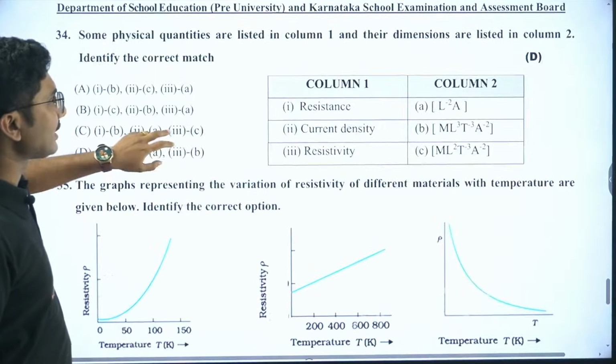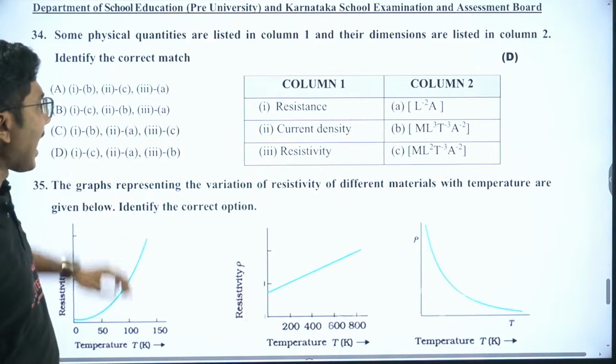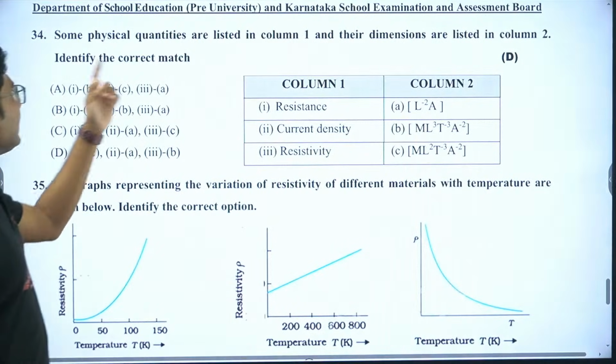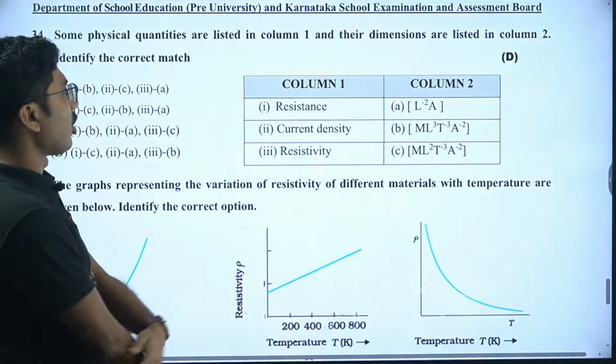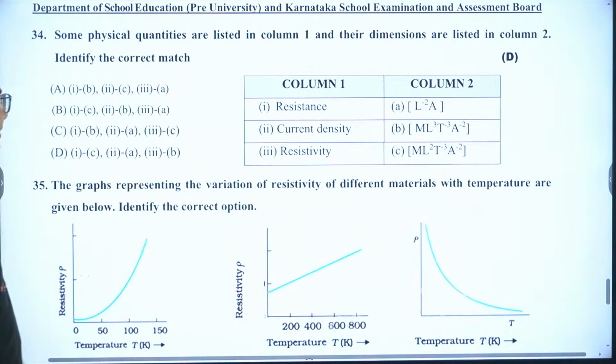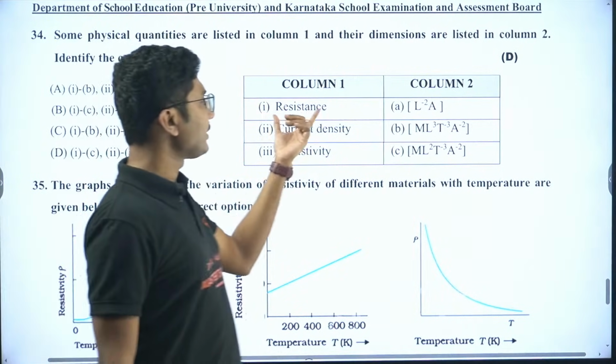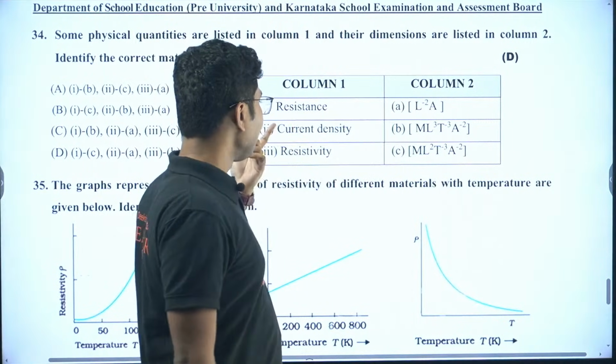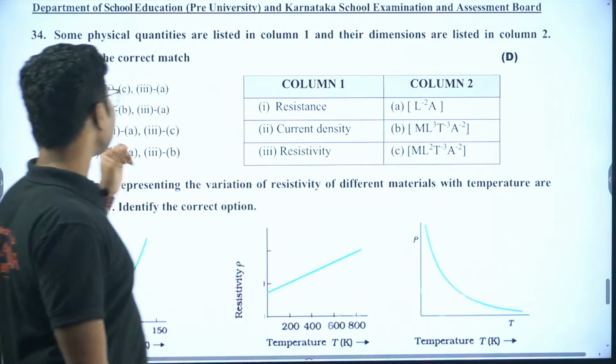Even though we have not discussed semiconductors yet, you should have that idea. Some physical quantities are listed in column 1 and their dimensions are listed in column 2. Again, it is a match-the-following type question. Resistance, current density, resistivity. Which match is correct?